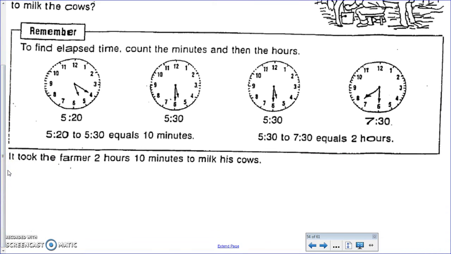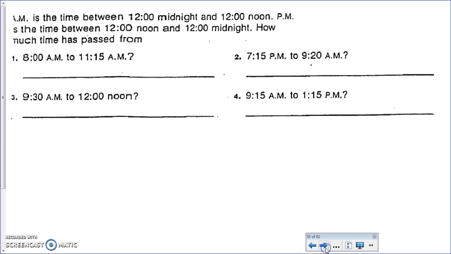So first we start with the clock at 5:20. We know from 5:20 to 5:30 equals 10 minutes. And from 5:30 to 7:30 is then 2 hours. So in total, it took the farmer 2 hours and 10 minutes to milk his cows. AM is the time between 12 midnight and 12 noon. PM is the time between 12 noon and 12 midnight.